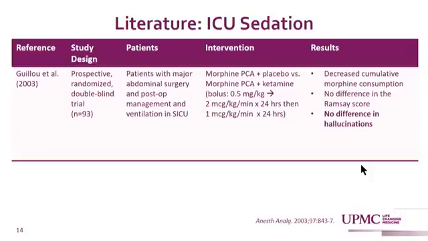So in 2003, in this prospective randomized double-blind trial, the authors looked at the analgesic effect of ketamine in a surgical ICU patient population after major abdominal surgery. Everyone in this group received morphine PCA, and they received either placebo or ketamine infusion for at least 48 hours. The result was that cumulative consumption of morphine was lower in the ketamine group, but there was no difference in the Ramsay score or in hallucinations. So the authors concluded that low-dose ketamine was actually a valuable adjunct to opioids in surgical ICU patients.